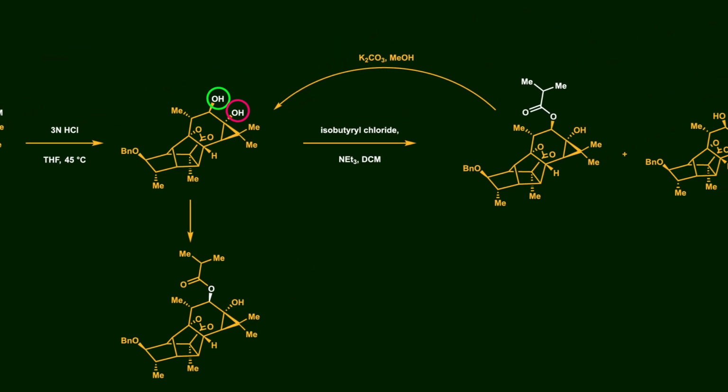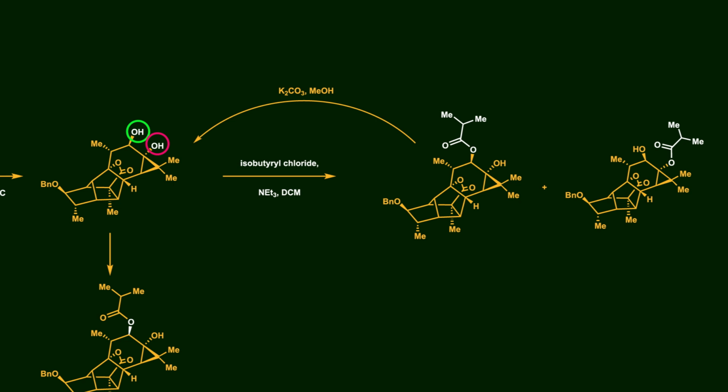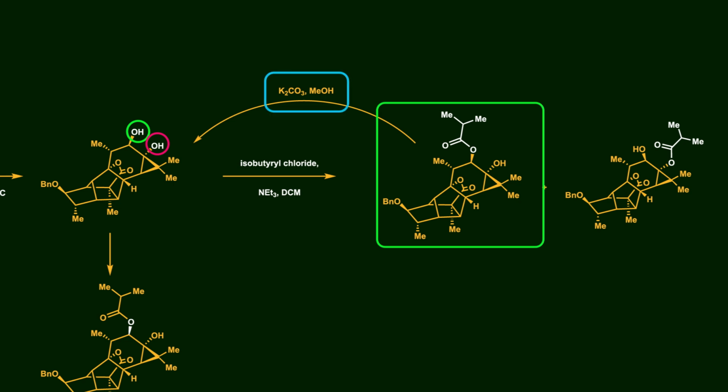After screening several conditions, it was found that slow addition of isobutyryl chloride and triethylamine to a preheated DCM solution resulted in a 1:1 ratio of ester products. The undesired product could be separated and treated with potassium carbonate and methanol, allowing regeneration of the diol compound. This diol was suitable for the esterification process again without further purification. The desired product was obtained in 77% yield after 3 cycles.